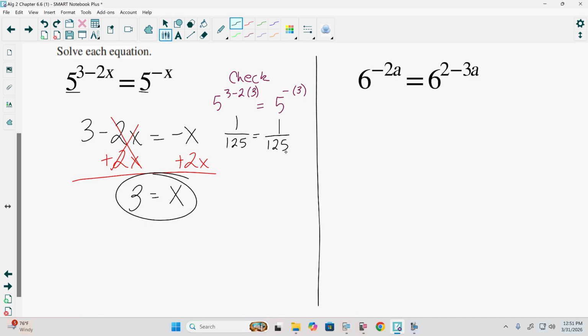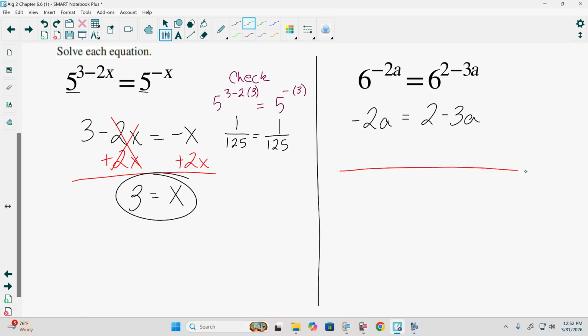Are the bases the same? Yeah. We have 6 and 6, and we have one of them on either side. So the only way that 6 to the negative 2a is equal to 6 to the 2 minus 3a is if the exponents are the same. They're equal. So we're saying that negative 2a has to equal 2 minus 3a.